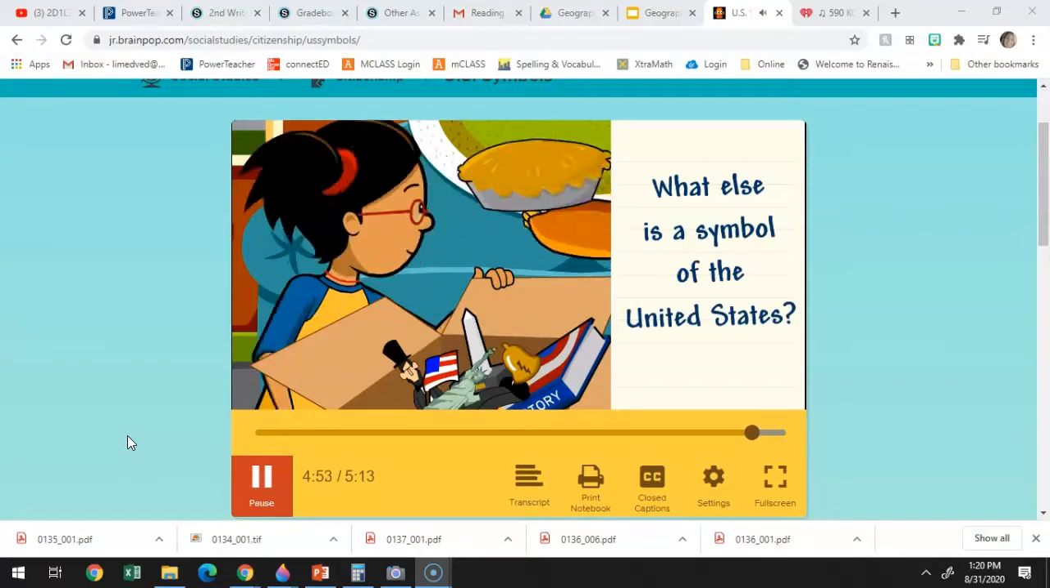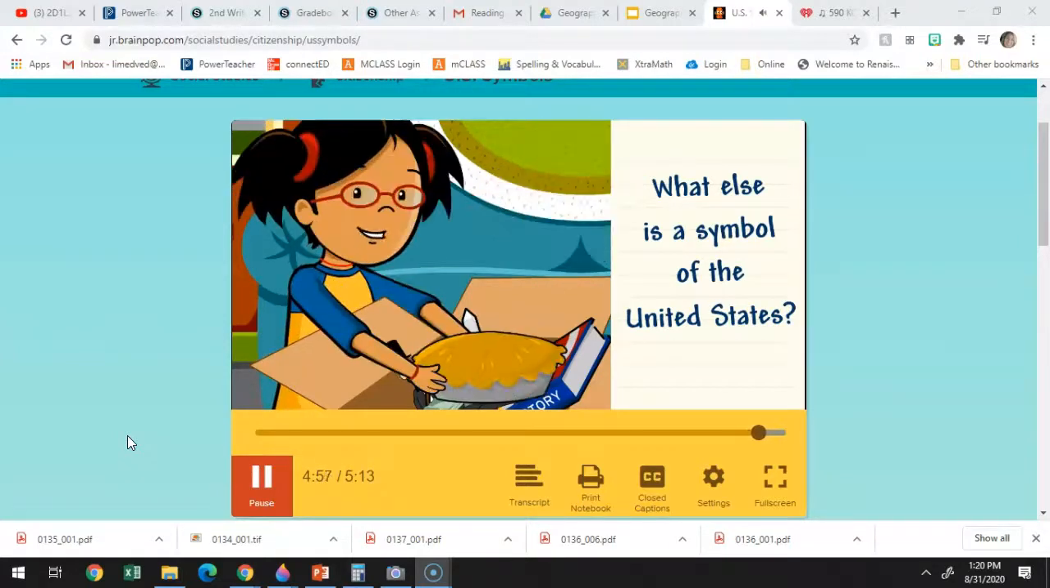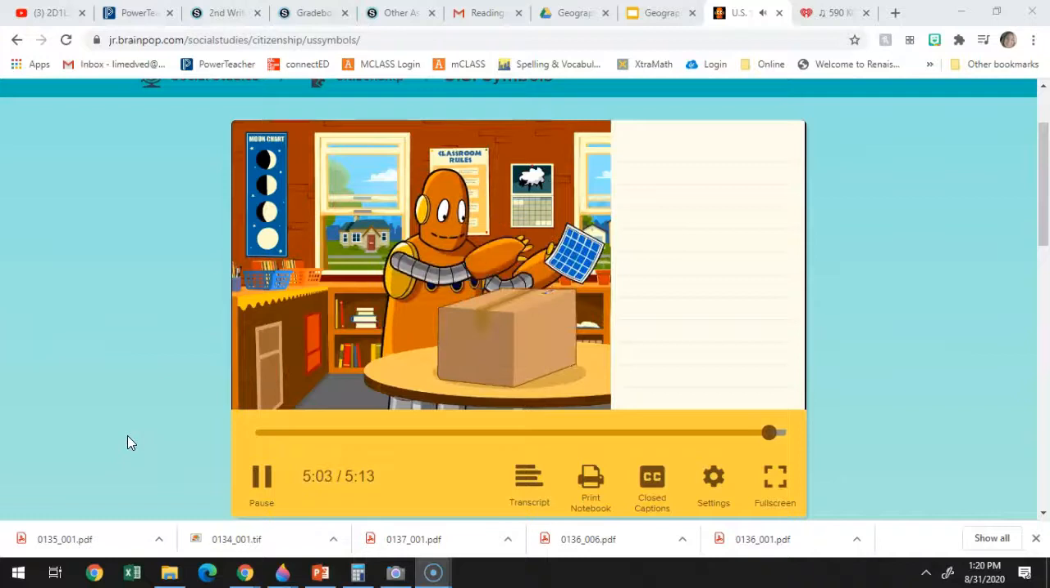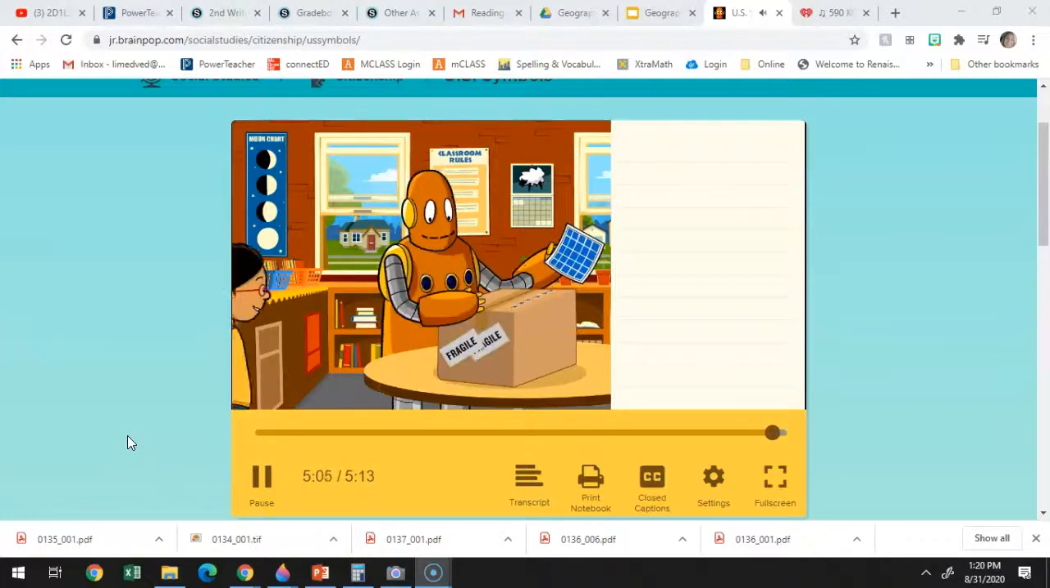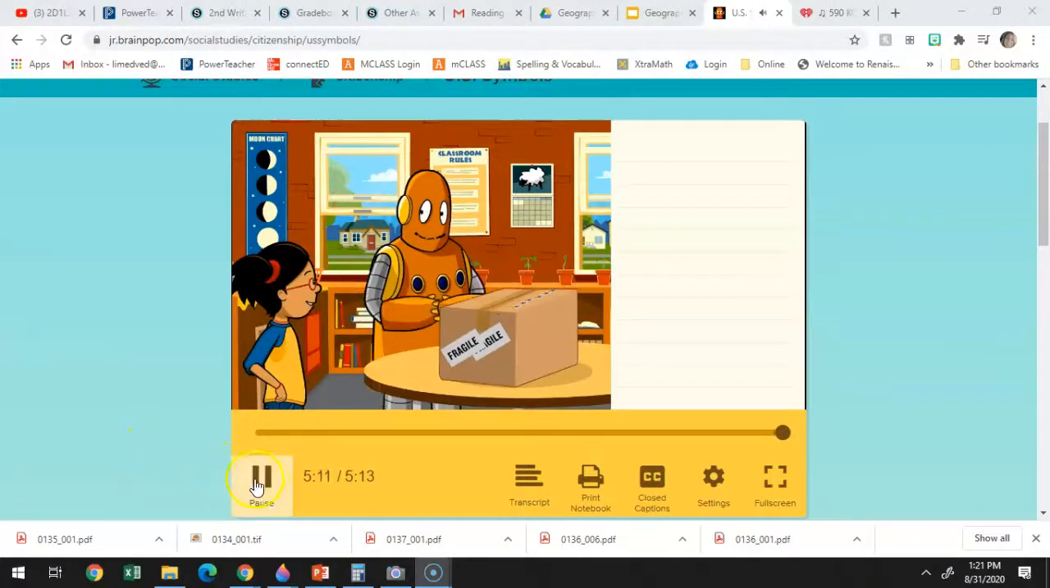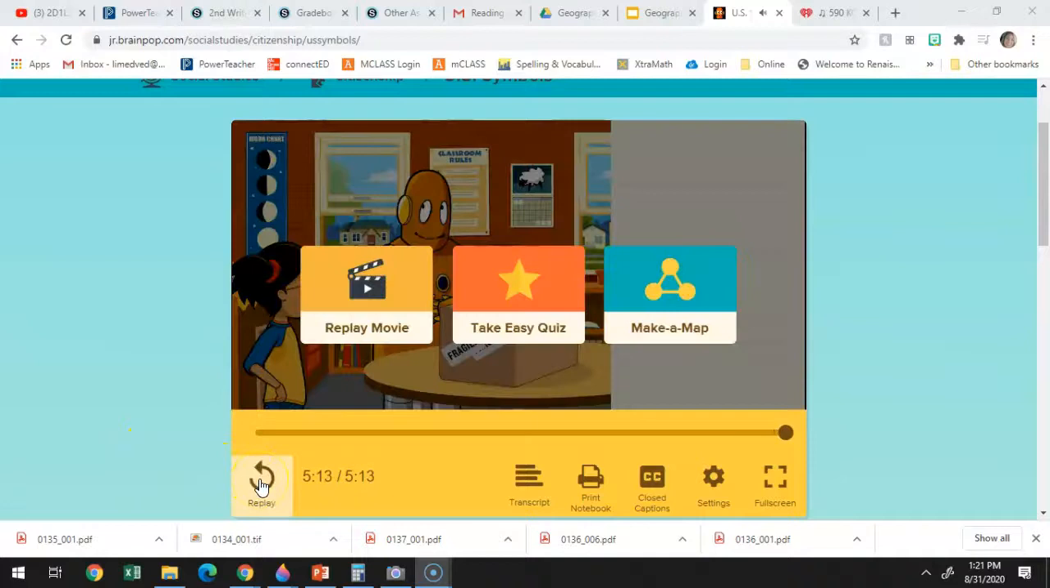What else is a symbol of the United States? Good idea. There's that saying, American as apple pie. Moby, what else did you put in there?